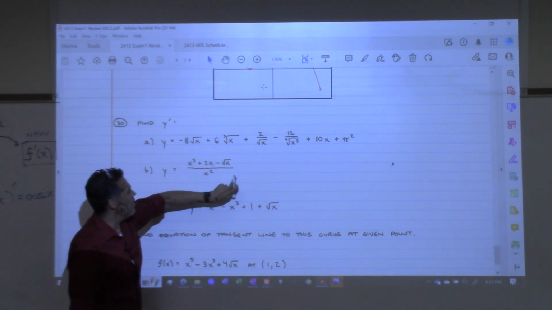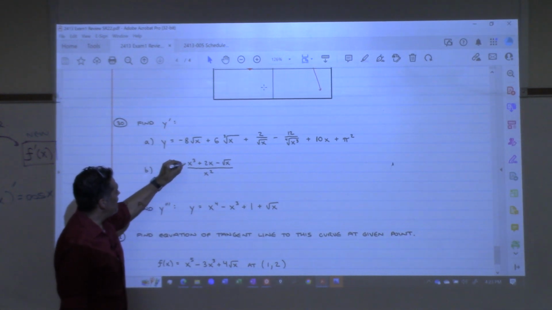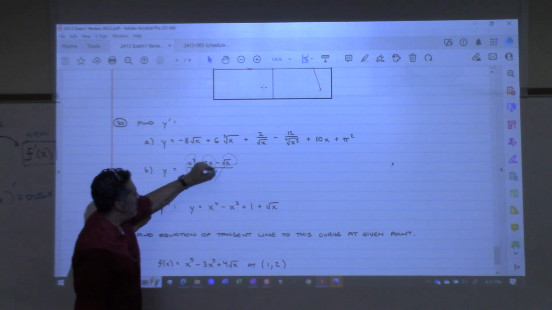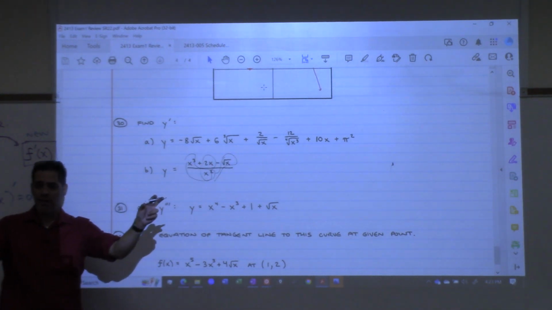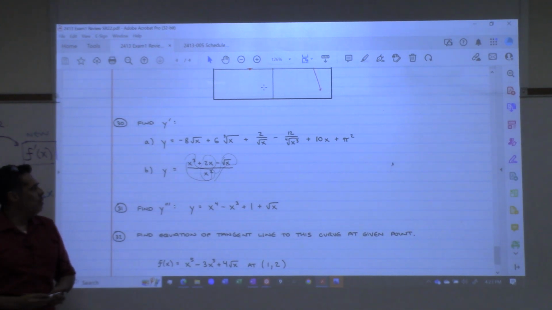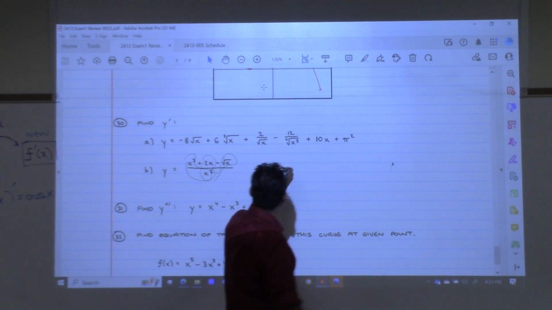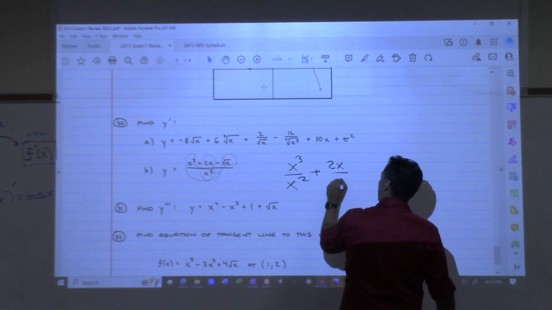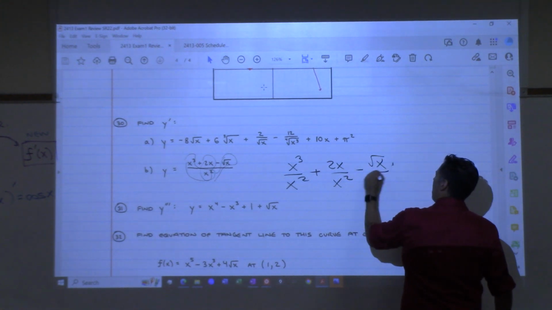Instead of bringing this x squared up, the way that I like to do it is I like to do that over that, that over that, that over that. I split it into 3 fractions instead. And then I simplify each fraction and then take derivatives of those. It winds up being exactly the same answer. So if I were doing this, I would do x cubed over x squared plus 2x over x squared minus root x over x squared.